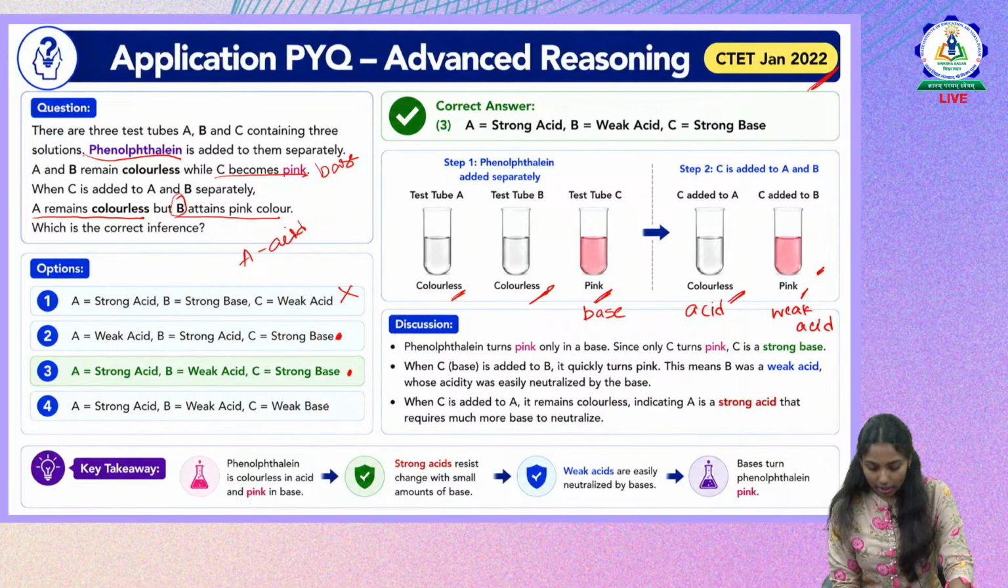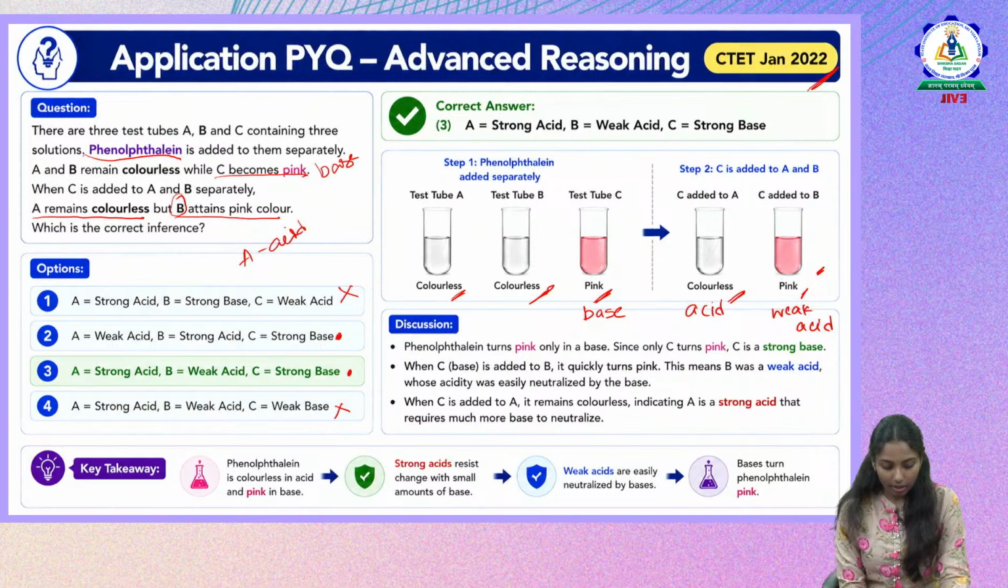So we can eliminate this one because when you are adding C to A, it's still staying colorless. If it were a weak base, it would not have shown that property. So we can eliminate these two, and keep 2 and 3 after elimination. Then again we have understood that A is an acid. It's a strong acid because it is not changing its property even after a base was added, right? So A is a strong acid.